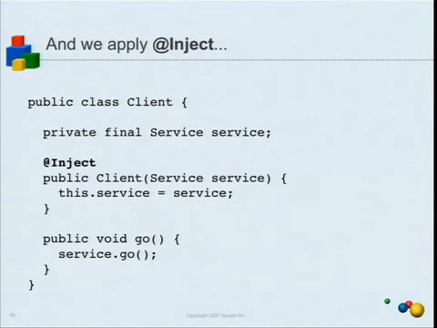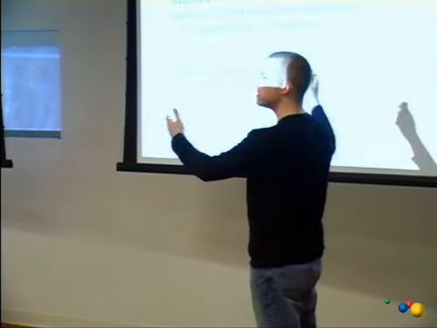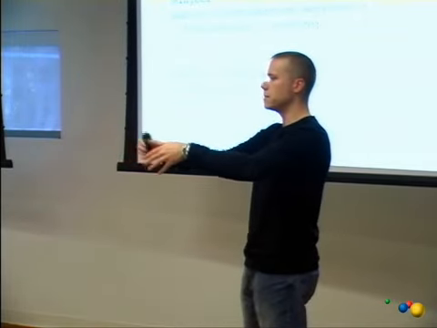So this @inject annotation tells Guice, OK, when you create an instance of client, pass me an implementation of service. And Guice looks at our module that we configured, and it says, oh, hey, client needs a service. Well, I'm going to go get him a service impl, and I'm going to reuse this same instance every time.